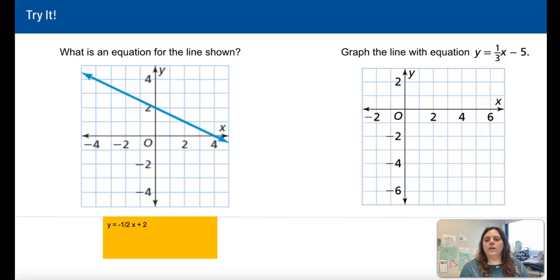For the equation here, we're starting down at -5, which is our y-intercept, and our slope tells us go up 1 and right 3. So up 1 and right 1, 2, 3. I can again go up 1 and right 1, 2, 3, and continue doing that. So here you see I have my point there, and my line continues. Okay, so that is the answer for those two.